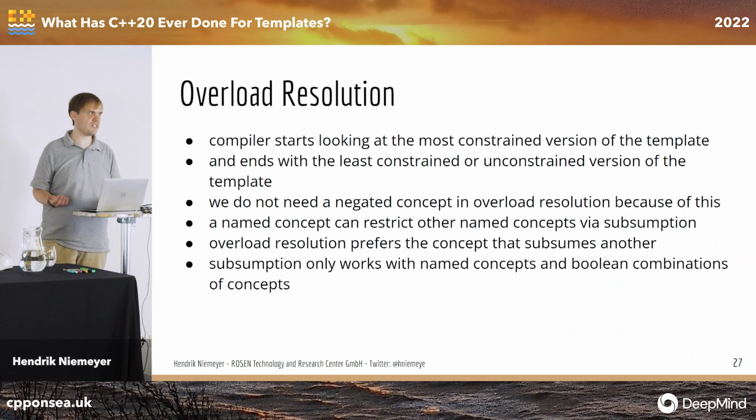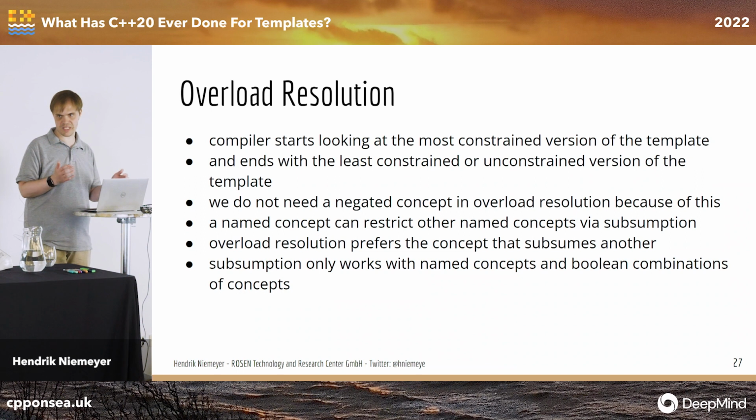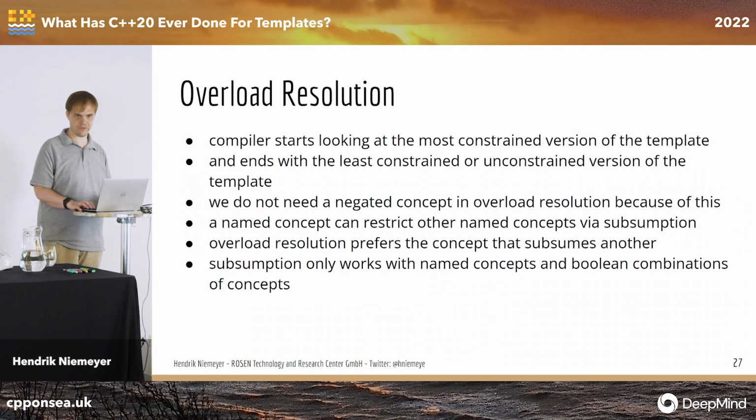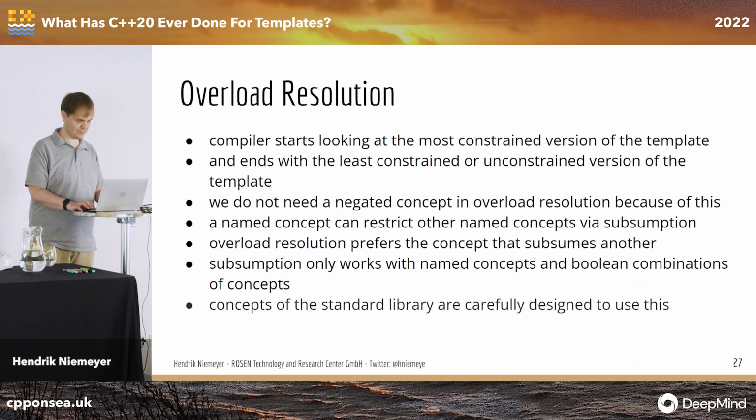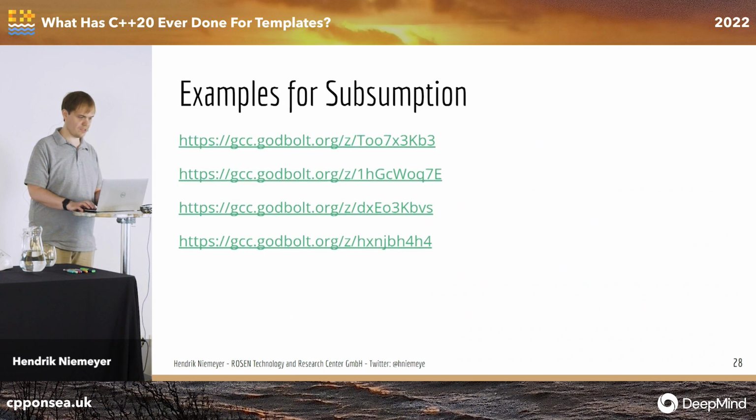But there's a downside to that. This subsumption only works with named concepts and Boolean and logical combinations of concepts. So if you try to do the same thing with type traits, your code will break. That does not work, even though you're using requires clauses for that. And the concepts of the standard library are designed to use these subsumption rules. So let's look at examples for that.